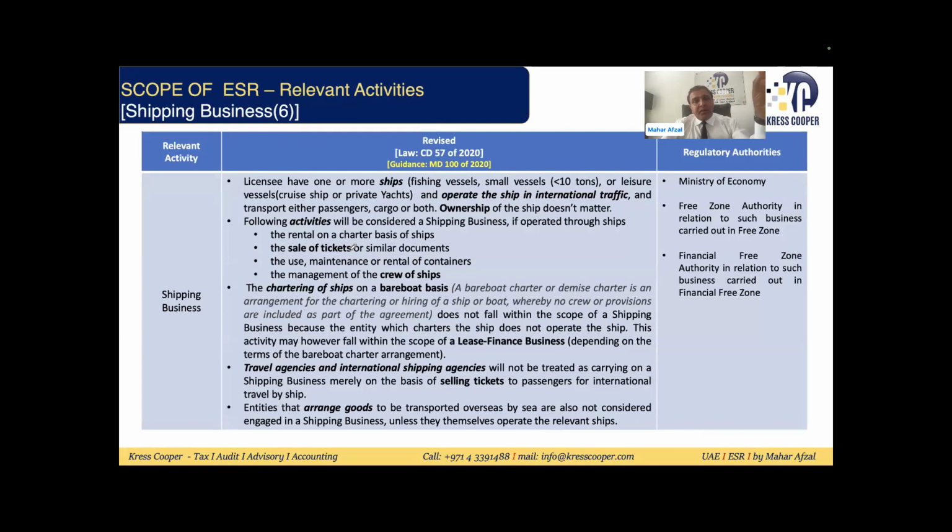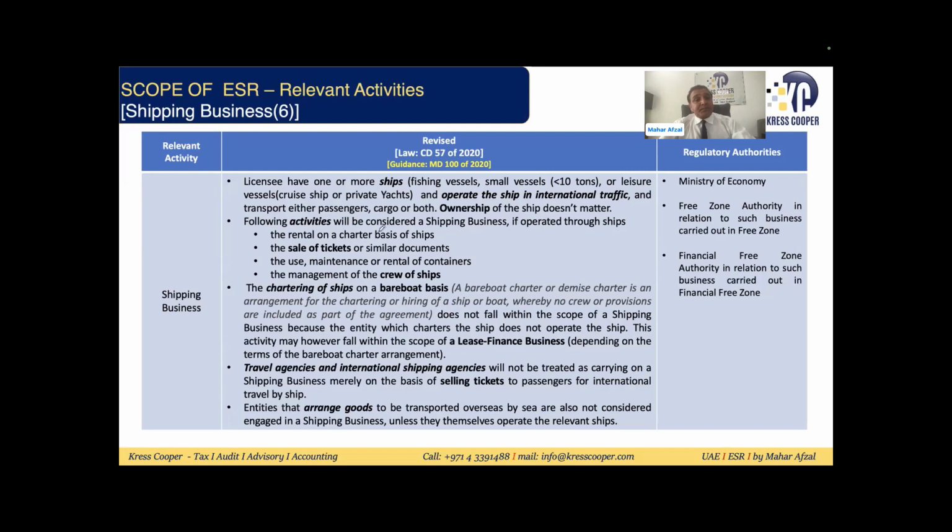Operating of the ship is subject to ESR. Ownership of the ship and leasing of the ship are not subject to ESR. Chartering of the ship is not subject to ESR. The company which is operating the ship, only that company will be subject to ESR. The owner of the ship will not be subject to ESR, and the company which gives ships on lease or on charter will not be subject to ESR. The important thing is who is operating the ship. Whoever is operating the ship, that company will be subject to ESR.